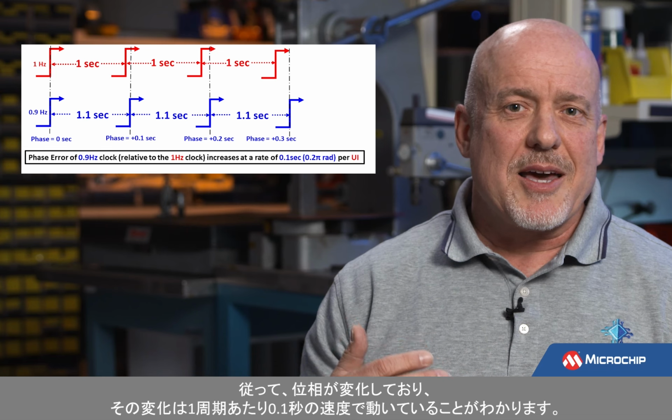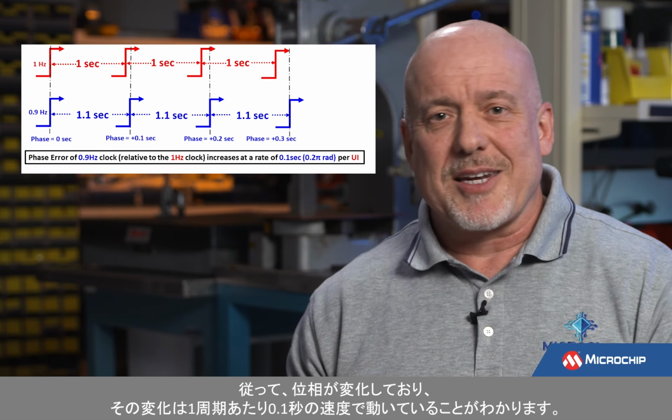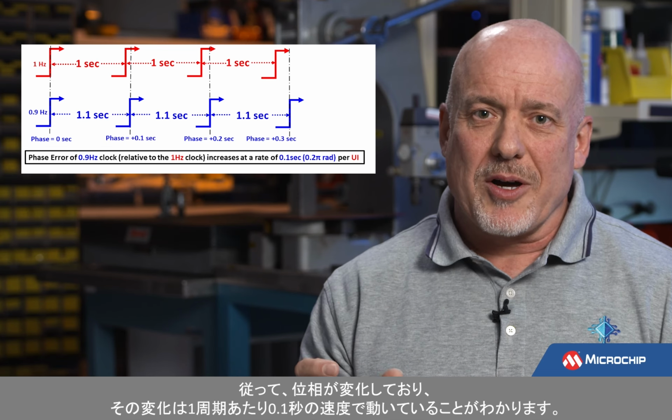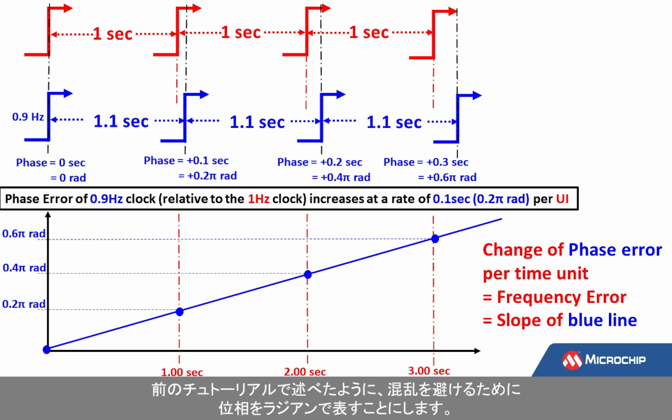So we can see that the phase is changing, and that change is at a rate of 0.1 seconds per period. Another way to say this is that we have a constant rate of change. The constant rate of change is 0.1 seconds per period. Now again, as I mentioned in the previous video, we tend to prefer to express phase in terms of radians to keep things a little less confusing, so let's do that here.